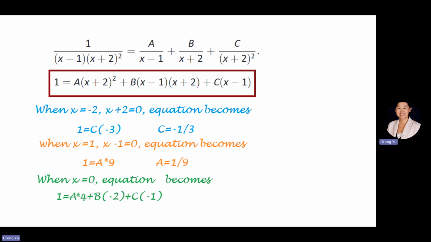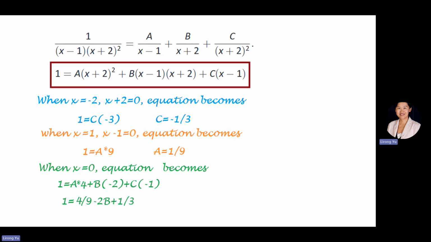But then we need to remember we already know the number for c. We also already know the number for a. So a is 1 over 9, c is -1/3. So that means in the whole equation, there's only one unknown. So that's why I leave it for the last one. I know the -2 and 1 is easier, which allows us to solve some numbers.